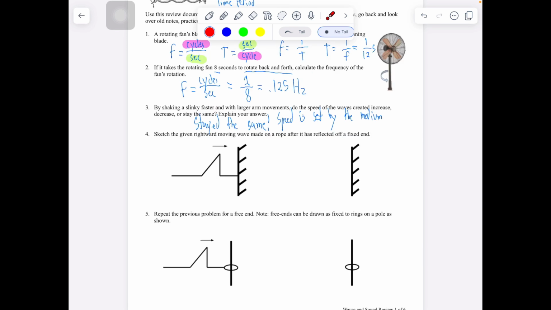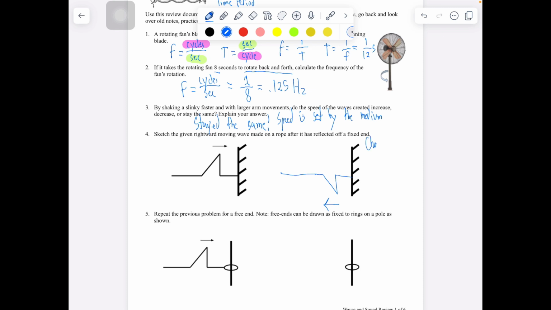Number 4, sketch the given rightward moving wave made on a rope after it has reflected off of a fixed end. Here we have a little wave pulse coming in. It's reflecting off of a fixed end. Off of a fixed end, it is of course going to reflect back, but it is also going to invert its orientation. So where it was coming from the left going to the right, it is now going to be coming from the right going to the left, and instead of it being on the top of that rope, you could say now it's on the bottom. It has reflected, changed directions, and inverted.